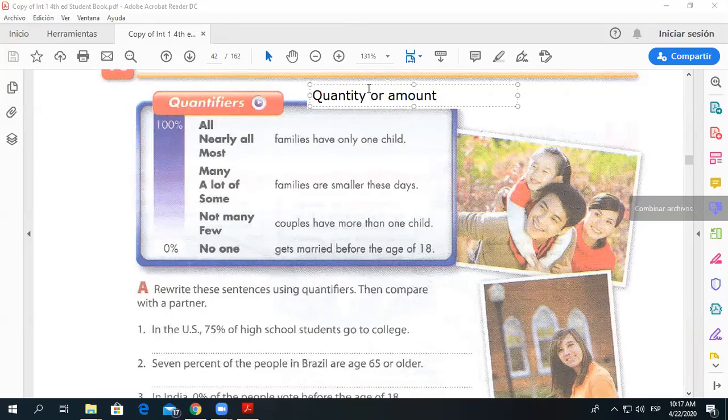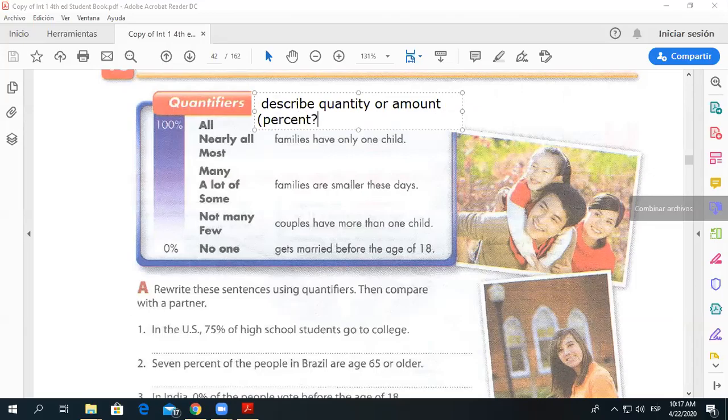Quantity or amount. Let me put it next to it so you can see, right there. So quantifiers describe quantity or amount. Okay, so we're talking about numbers, percent, basically percent. This percentage.